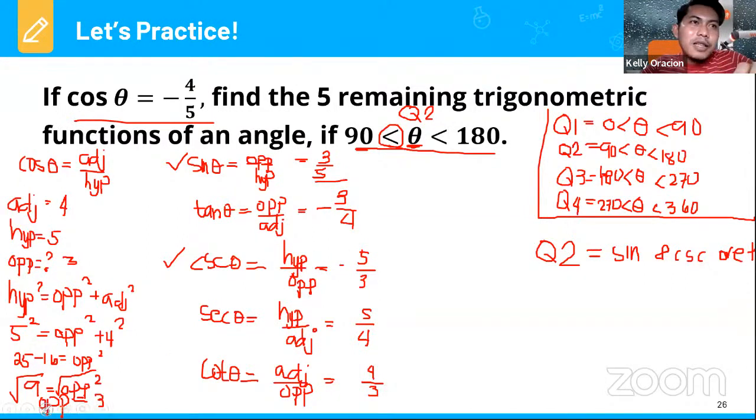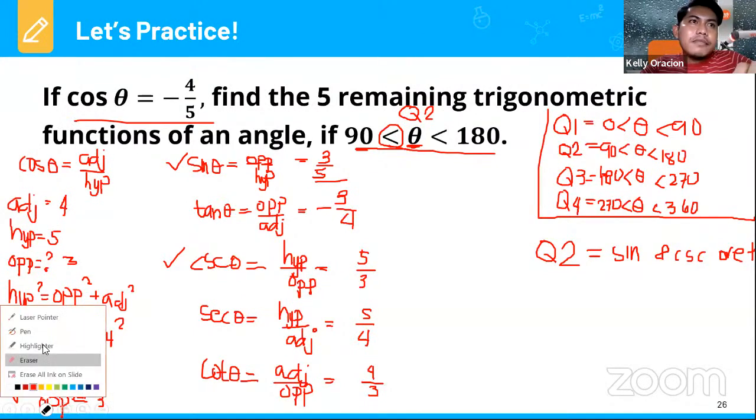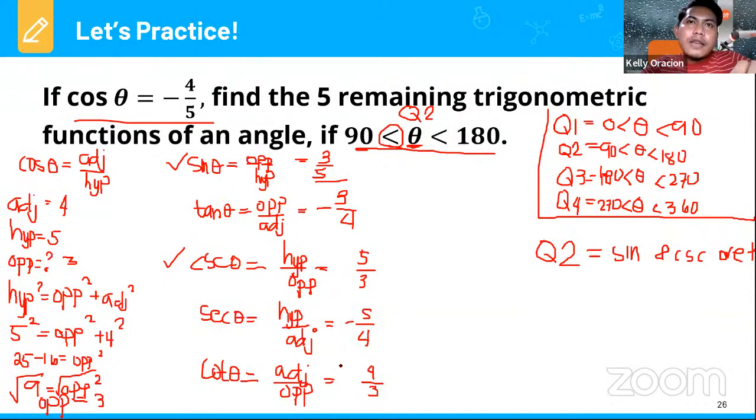Wait, let me erase. The cosecant is positive. The others are negative. And that is your answer. This is our answer, the remaining trigonometric functions together with their corresponding signs. Let me give you time to copy before I give my final announcement.